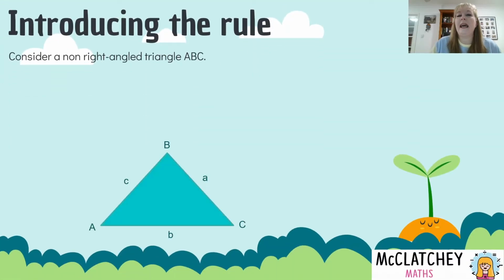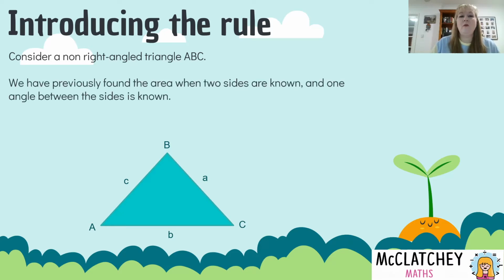So let's consider a non-right angled triangle ABC, and I've labelled all of the sides with a little a, a b and a c, and also the angles A, B and C. Now, we've previously found that area when we know two sides and one angle in between them. For example, if we knew the little sides c and b, and we knew angle A, we could use our previous area formula that we looked at in the previous video.